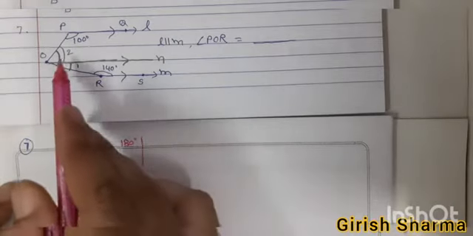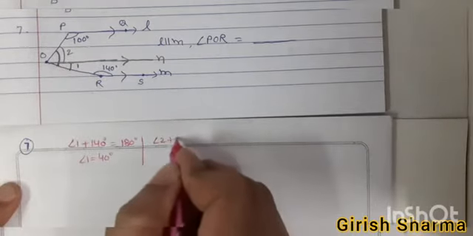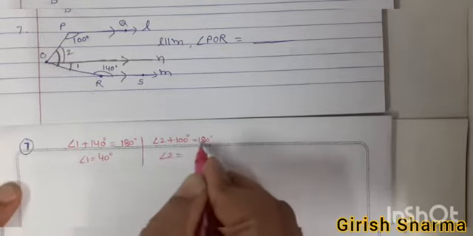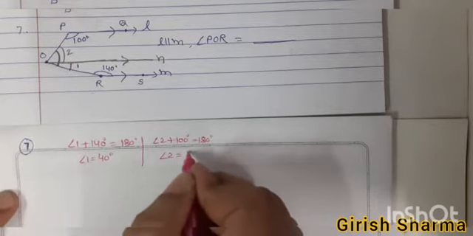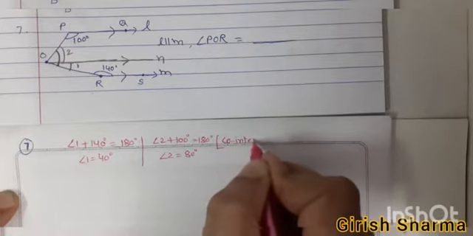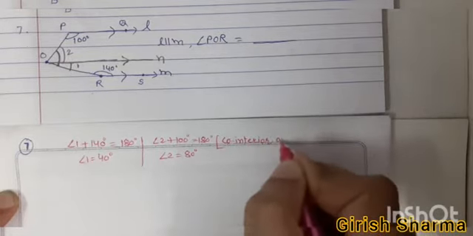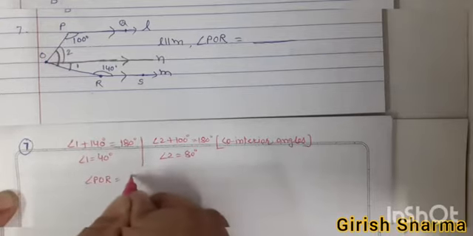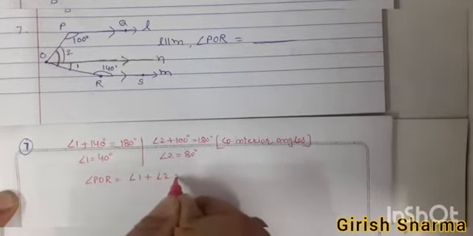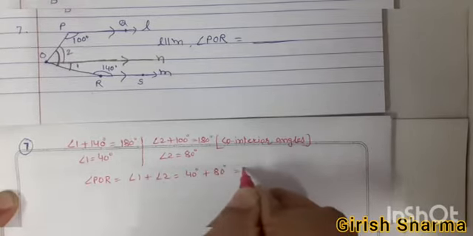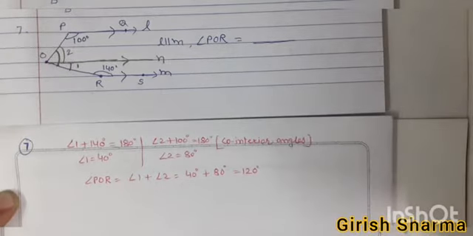Then come on for angle 2. Angle 2 plus 100 degree is equal to 180 degree. Then tell me 180 minus 100. This will be 80 degree. And the reason is what? Co-interior angles. Clear? Then what will be angle POR? POR will be angle 1 plus angle 2. So I can say 40 degree plus 80 degree. This will be 120 degree.